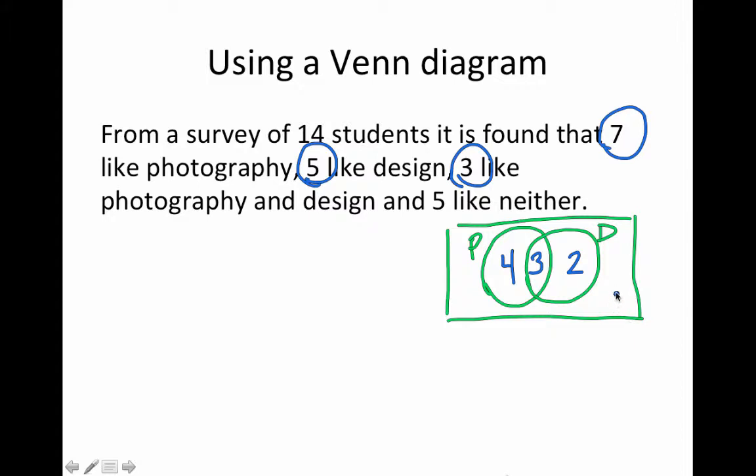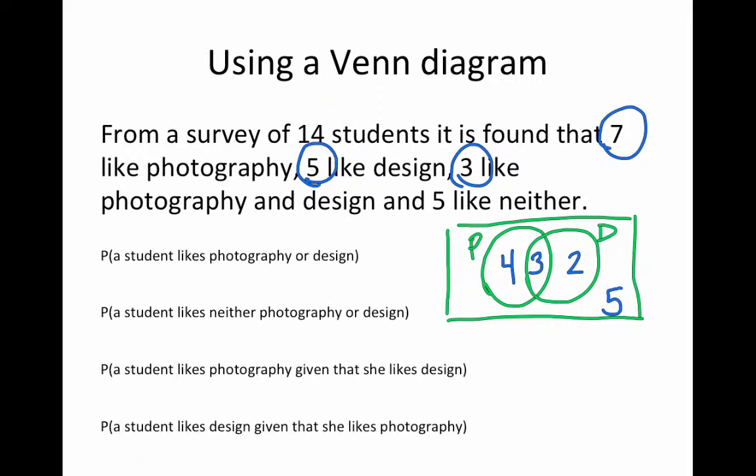And then 5 students like neither, so that goes on the outside. And so all of these should add up to be 14. Let's check. 4 plus 3 is 7, plus 2 is 9, plus 5 is 14. Yes, so here I have 14 students.